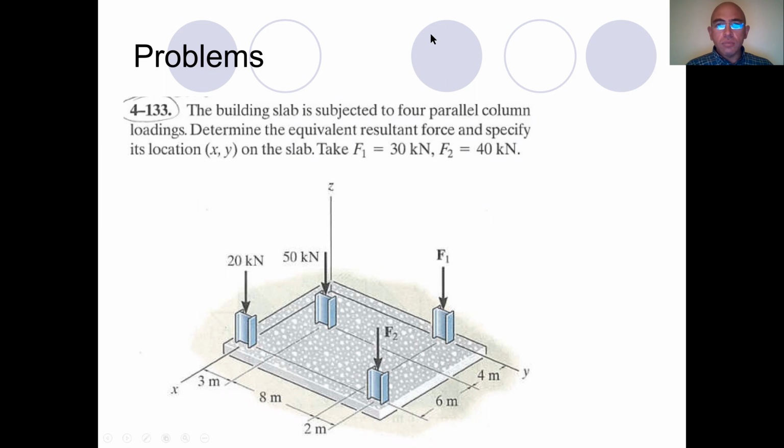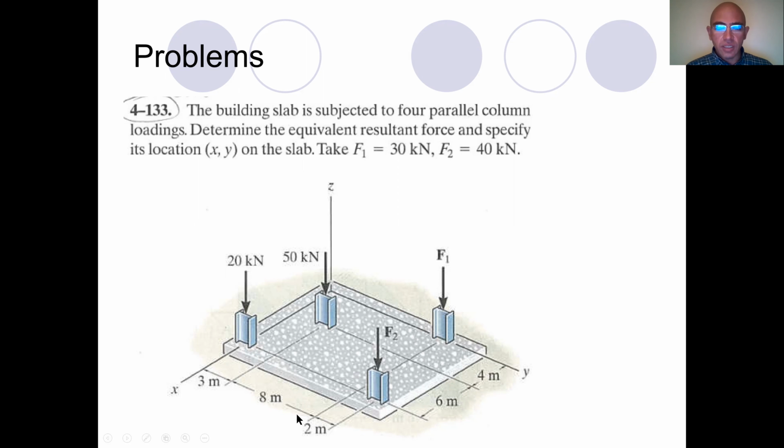Okay, so now we have 4 forces acting on the slab. X, Y, and Z axes are given. X and Y axes form the plane of the slab. And in fact, we have a 20 kilonewton load, which is on the x-axis. There exists another force which is 50 kilonewtons. It is 3 meters from the x-axis and 4 meters from the y-axis.